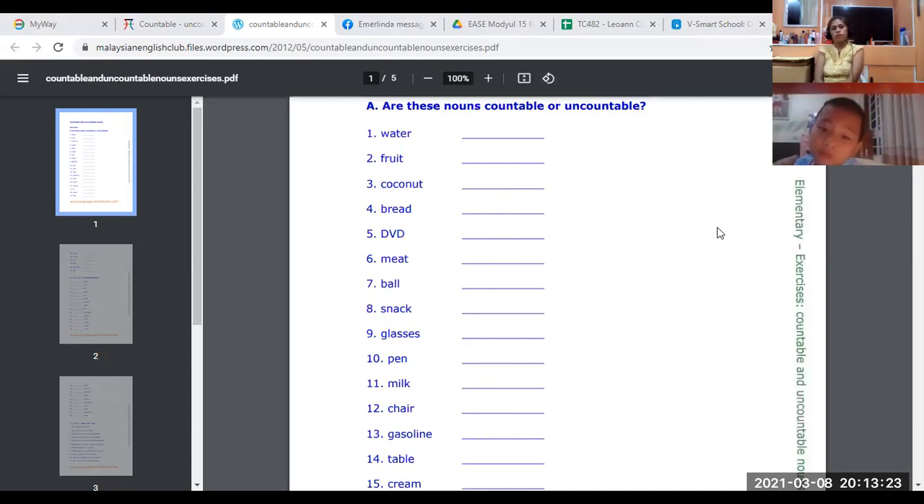Water. Can I say "countable is easy"? You write C only. Uncountable is C? No. Countable is C. Uncountable is UC. Okay.